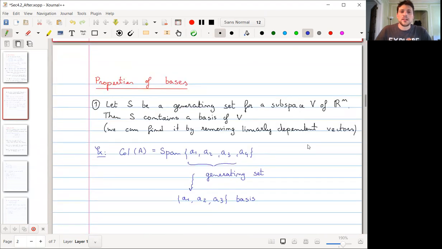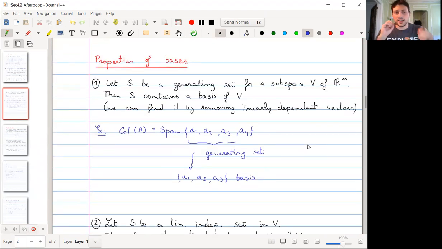Okay. Let's have a look at some properties of what a basis does. And then in the next video, we'll talk about applications and examples. The first property of a basis is that whenever you have a generating set, you can always trim it down, taking out linearly dependent vectors until you reduce yourself to a basis. In other words, if you have a generating set, this will always contain a basis for your subspace. This is exactly the case we saw in example 1.